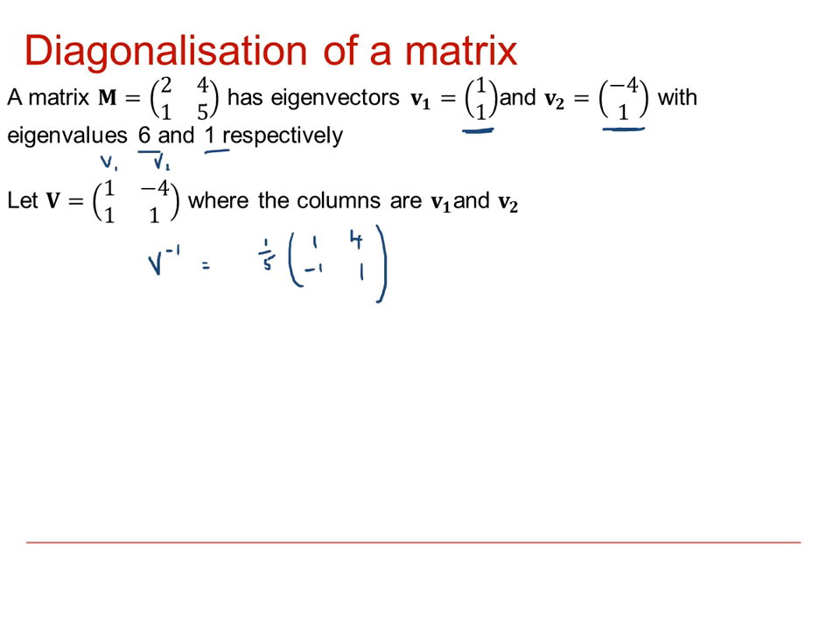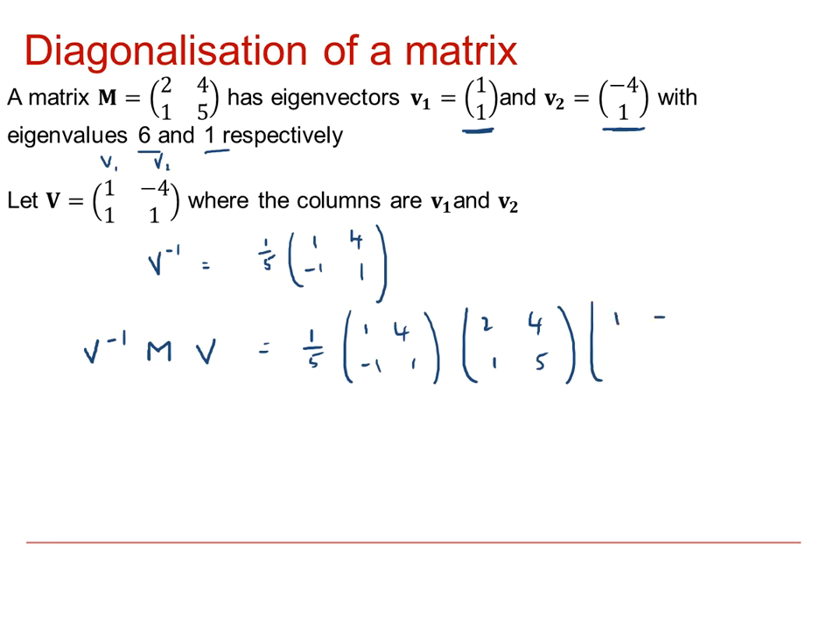Now I want to take that and look at what we get if we take the inverse of V multiplied by M and then V. That's easy for us to write down. It's 1/5, 1, 4, negative 1, 1. That's V inverse. Then I've got the matrix M, 2, 4, 1, 5. And then the matrix V, which is 1, negative 4, 1, 1.